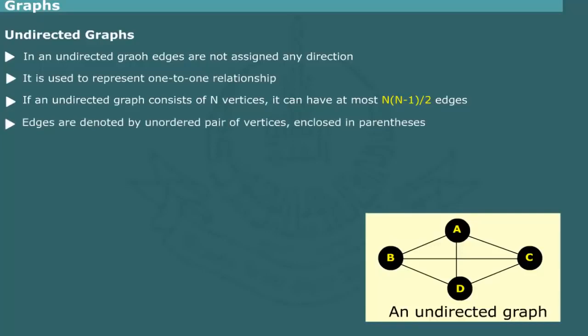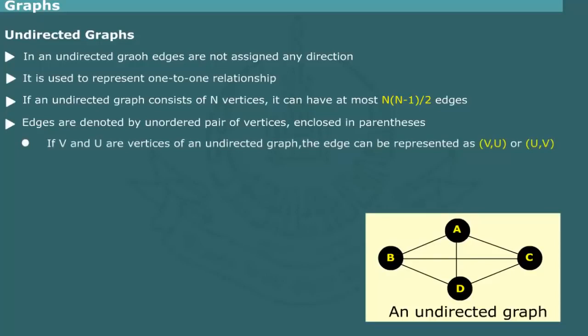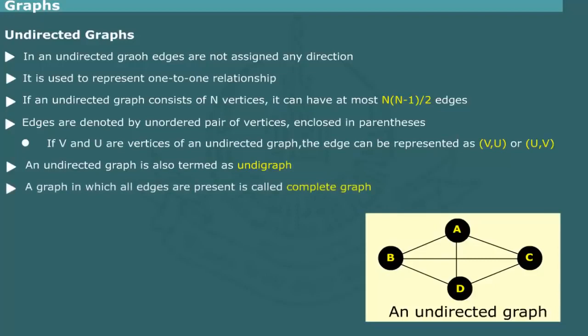The edges of an undirected graph are denoted by unordered pair of vertices enclosed in parentheses. For example, an edge connecting vertices V and U is represented as (U, V). Note that (U, V) and (V, U) represent the same edge. An undirected graph is also termed as undigraph. A graph in which all the edges are present is called complete graph. By contrast, a graph with comparatively fewer edges is called sparse.